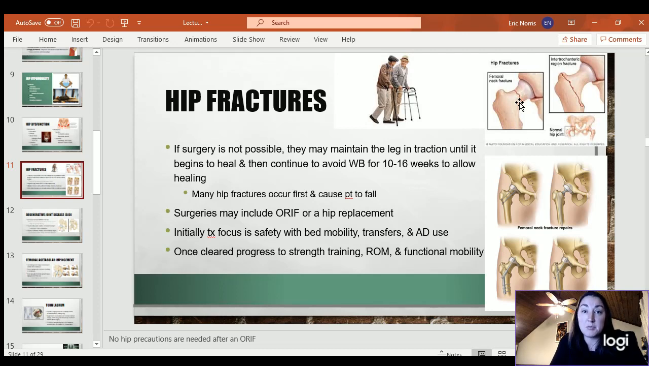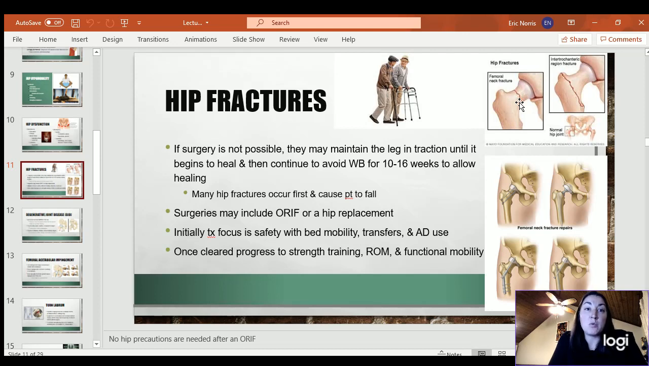If that's not possible, maybe they're too frail, not in good enough shape to feasibly make it through a surgery, or maybe they're so up in age that they don't think they'll have enough time to really recover properly. If the surgeon feels this is not going to be a successful surgery, then what they'll do is keep the leg in traction, in a pulled apart, distracted position, until it begins to heal.